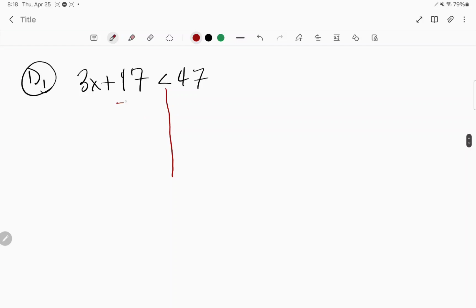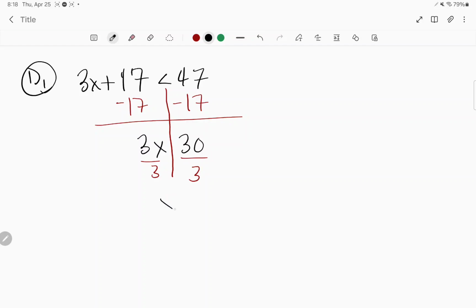We can set it up just like an equation. So subtract 17 from both sides, and you would have 3x, and on the other side you would have 30, and then divide each side by 3, and you would get x is equal to 10. But with the inequality, instead of the equal sign, we're going to plug that inequality back in.